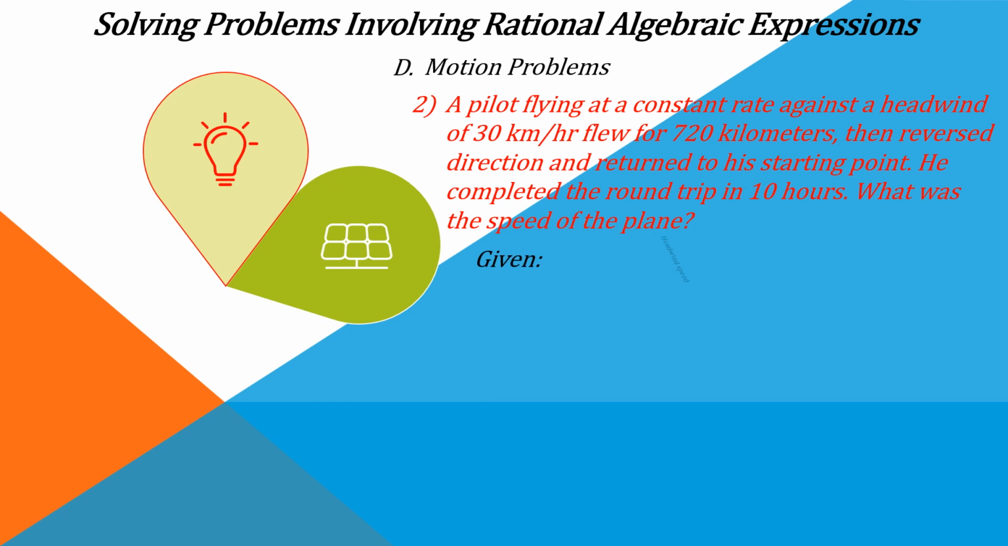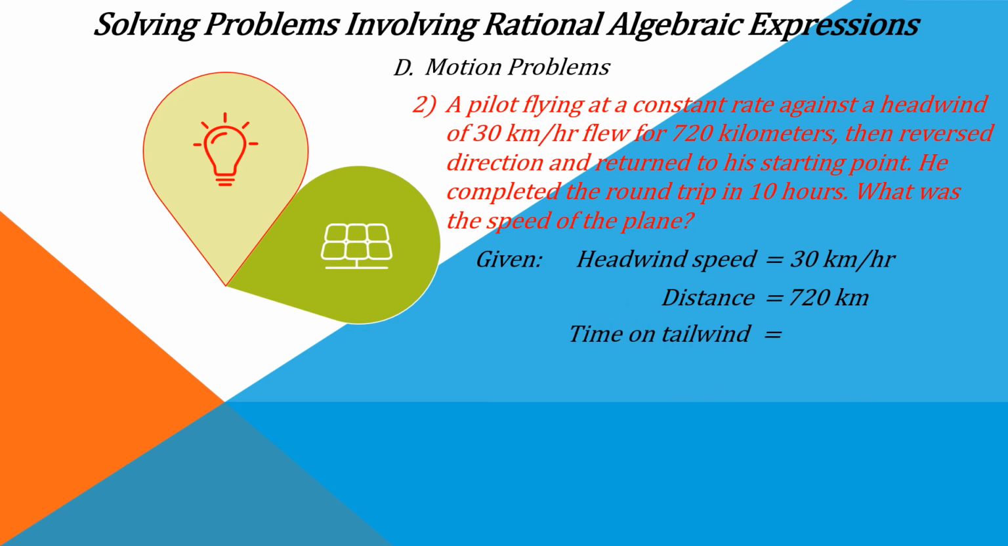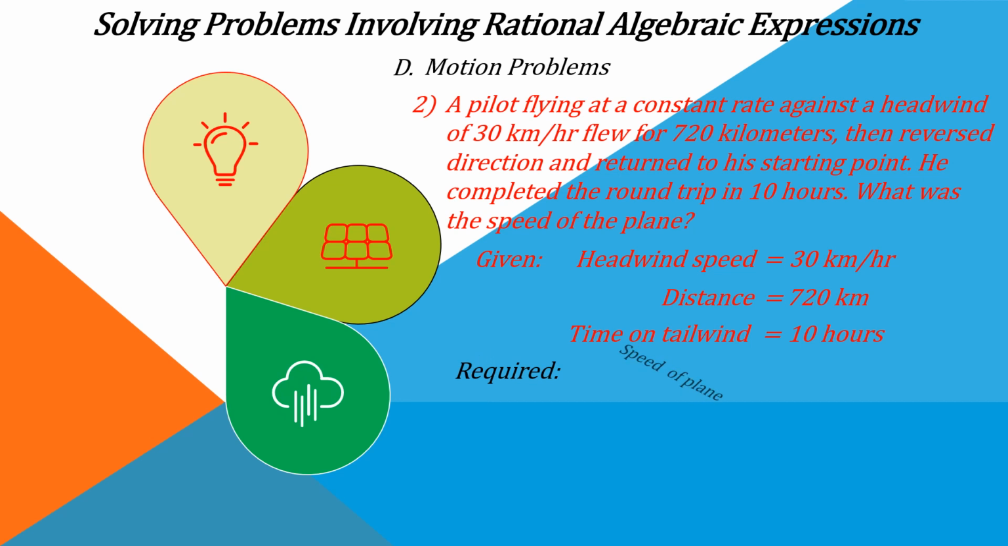Let us take the given. Headwind speed is 30 km per hour. Distance is 720 km and the total time is 10 hours. Now let us solve. The required speed of the plane is unknown. Solution, let x be the speed of the plane.